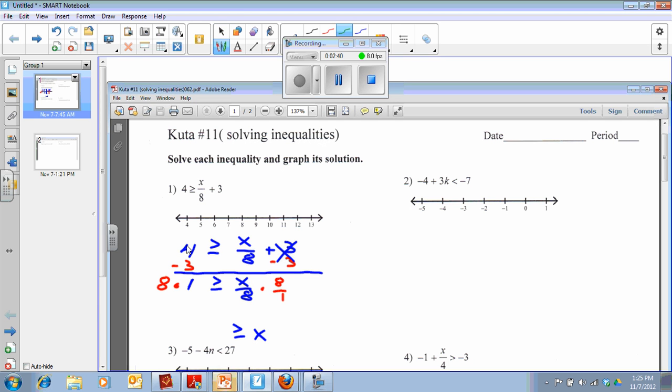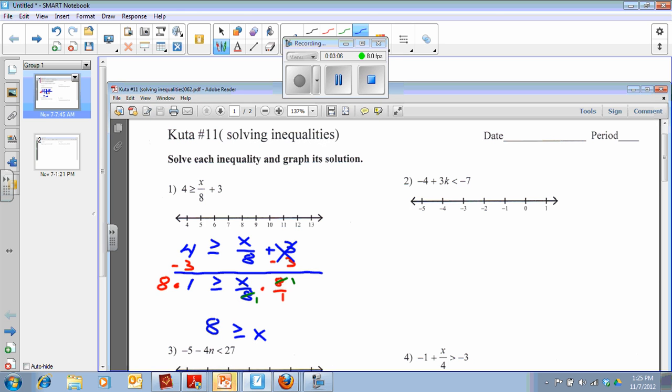Students should know that before they multiply fractions, they can cross-cancel. 8 goes into 8 once. 8 goes into 8 once. Now when I multiply the right-hand side of the inequality, x times 1 is x, over 1 times 1 is 1, and x over 1 is just x. When I multiply the other side of the inequality, positive 8 times a positive 1 is a positive 8. So I've solved it. Now I just need to graph it.